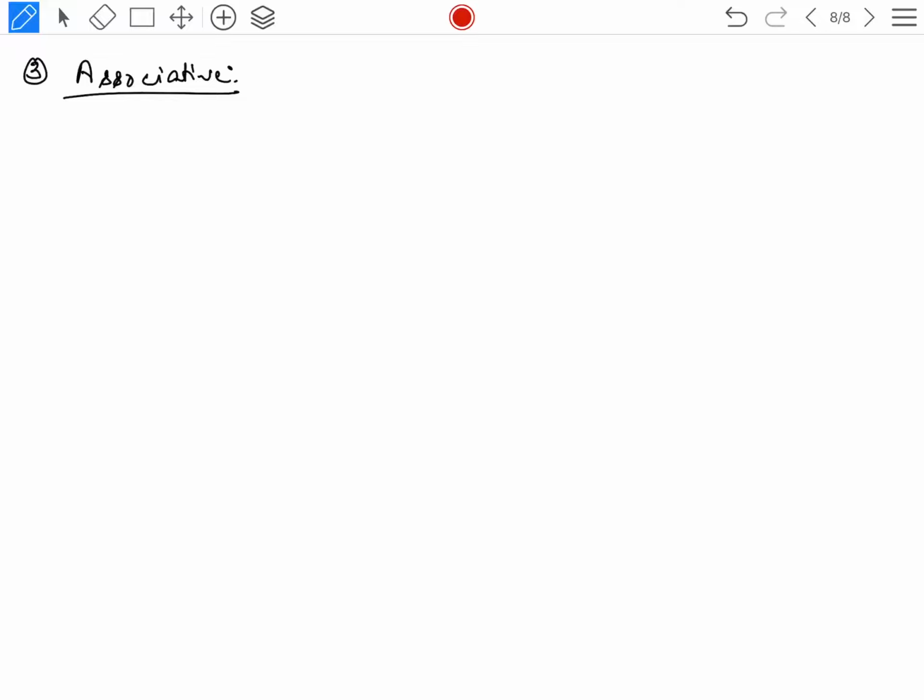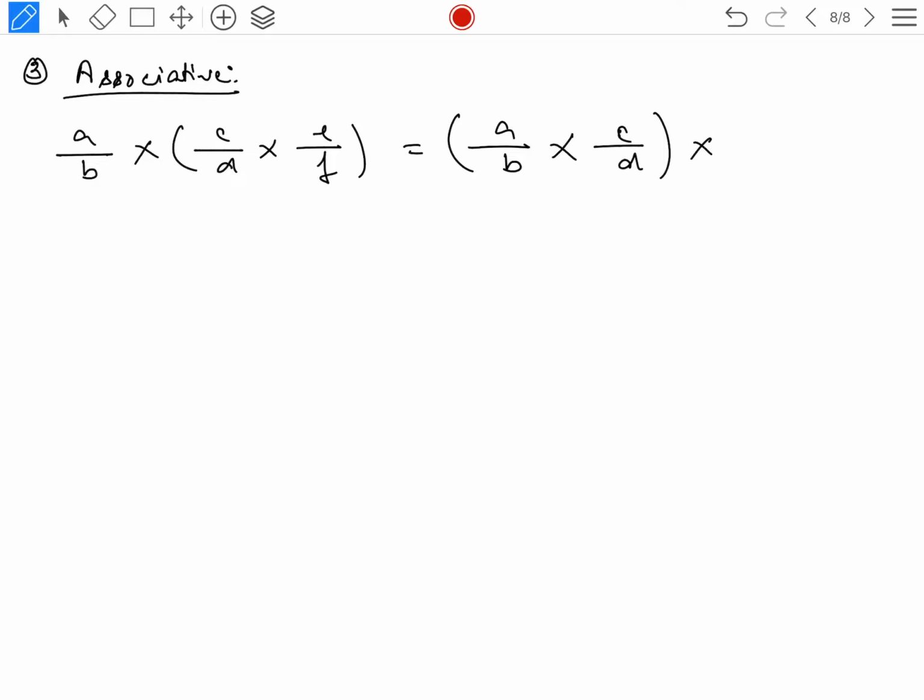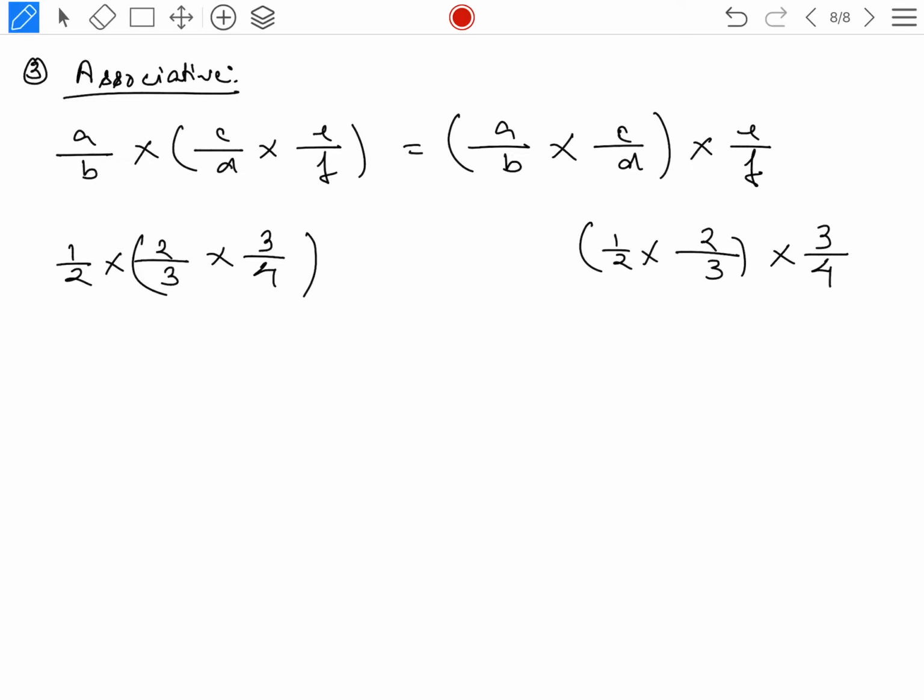If a by b, c by d, e by f are three rational numbers, then we can group them in any order, like a by b into (c by d into e by f) will be equal to, if I group the first two, (a by b into c by d) into e by f. Look at one example: 1 by 2 into (2 by 3 into 3 by 4). I am grouping the second two, and in the second part I will group the first two, that is (1 by 2 into 2 by 3) into 3 by 4. Numbers are the same but groupings are different.